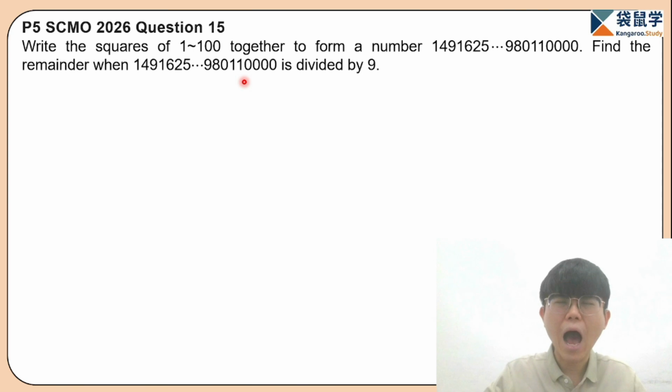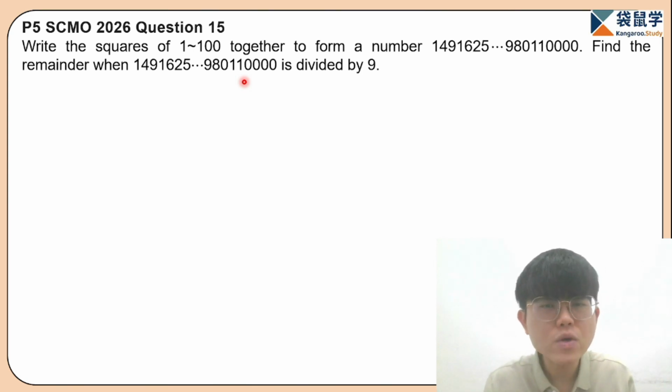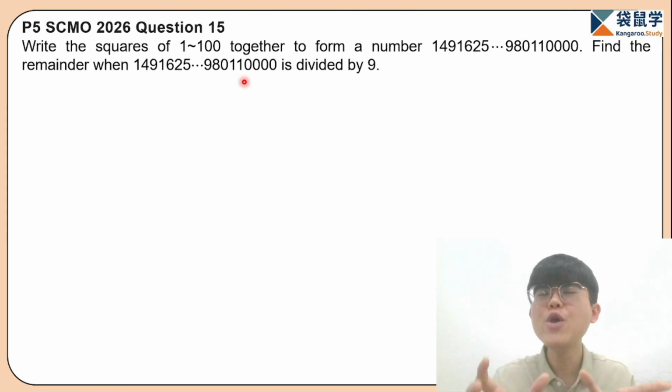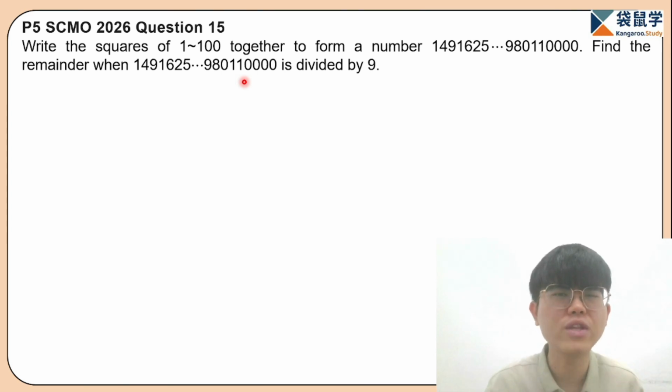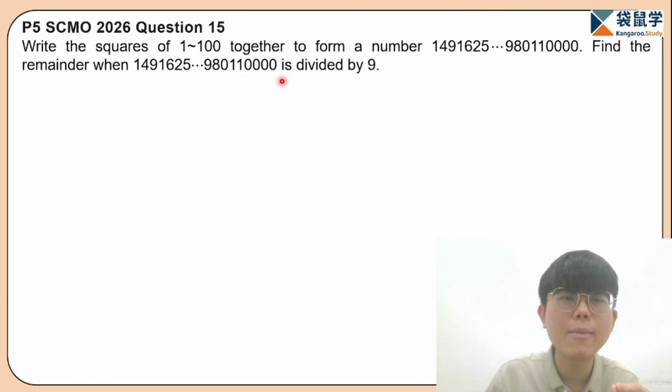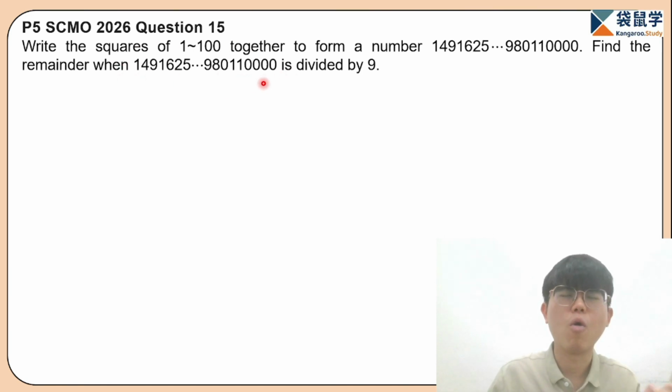So everyone, how do we solve this question? Maybe you have learned it before. We say that to check whether a number can be divided by 9, we have to sum up all of the digits. But in this question, if I would like to sum up all of the digits right here, it is not very easy for us to do.